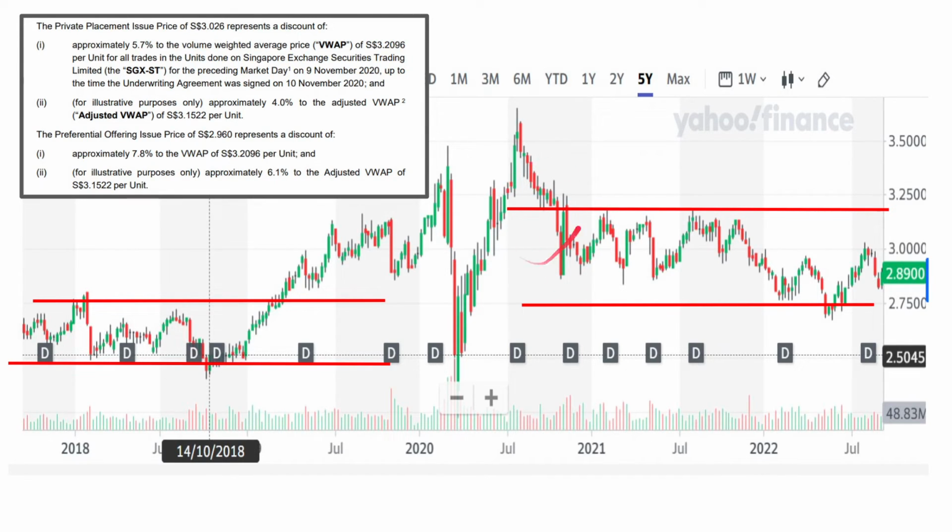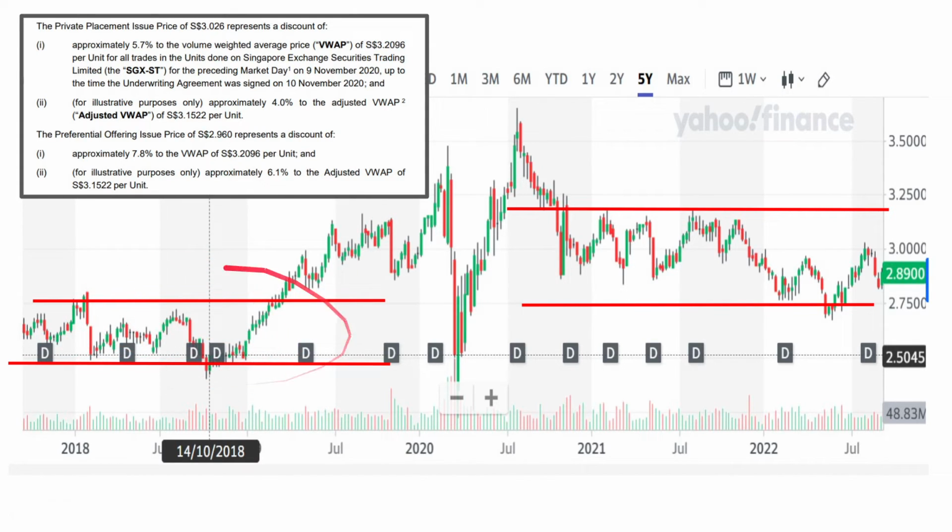So if you look at the bars over here, right? This was due to the placement of the REIT at 3.026 in a private placement and 2.96 for the preferential offering. So they raised $1.2 billion to buy acquisitions in Europe, US, and Australia, and therefore this accounted for this big price volatility over here.